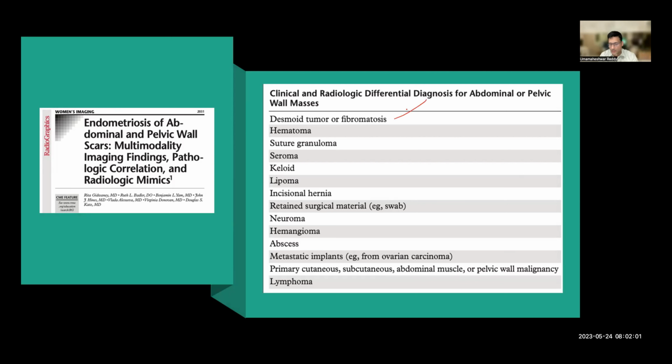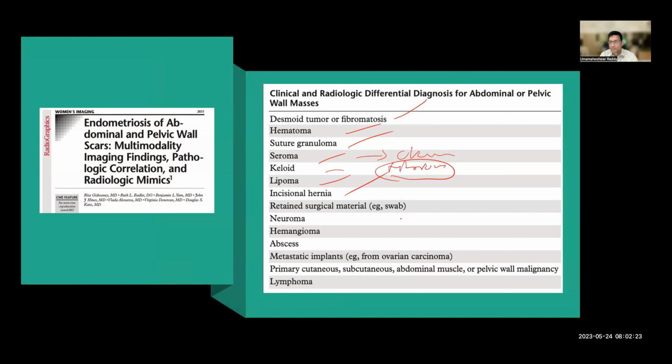The other differentials are a desmoid tumor. It could be just a hematoma, a suture granuloma, a seroma. Seroma will be very clear fluid most of the time. Keloid is mostly fibrous tissue and it won't have any heterogeneous contents. It will be homogeneous. Lipoma, MR will definitely help, and even USG has a typical picture.